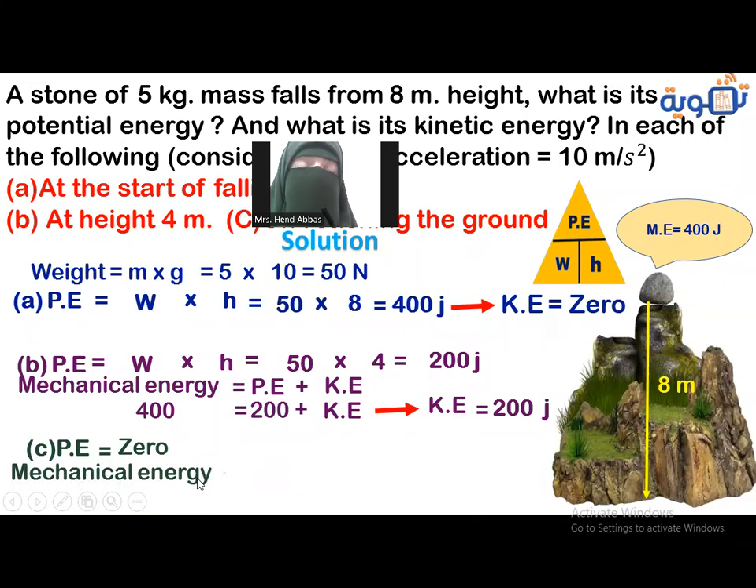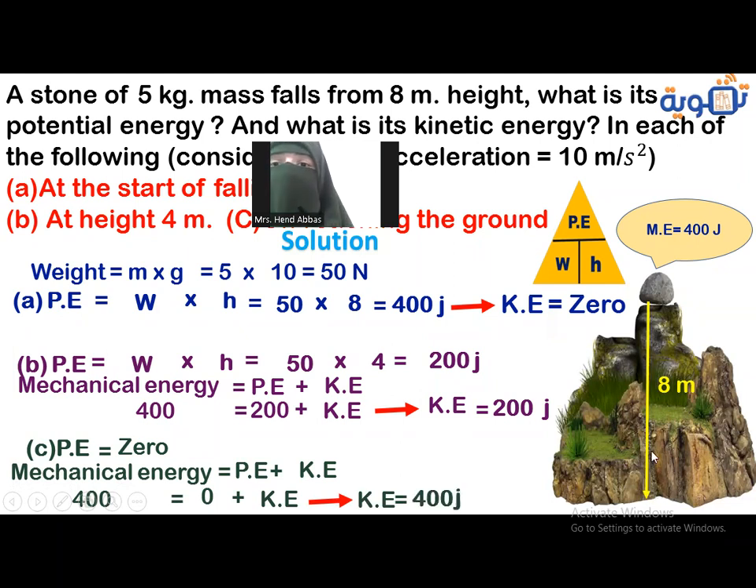The mechanical energy equals, as we know, potential energy plus kinetic energy. So 400 joules equals 0 plus kinetic energy. So the kinetic energy at this point is 400 joules. Again, at the maximum height, the mechanical energy equals the potential energy. In the midpoint, potential equals mechanical.